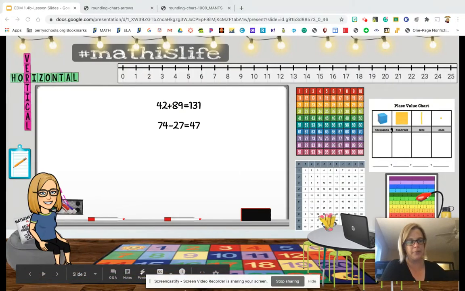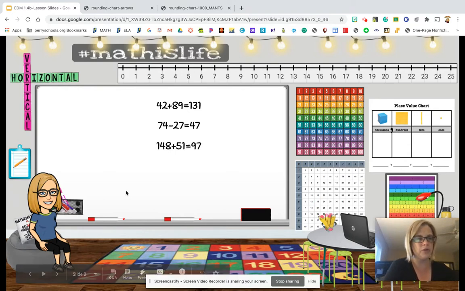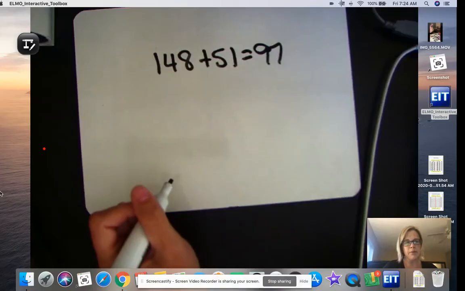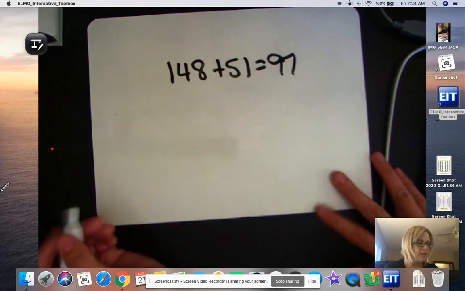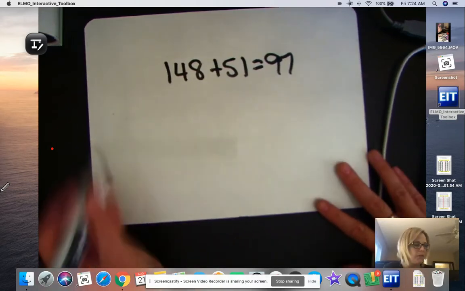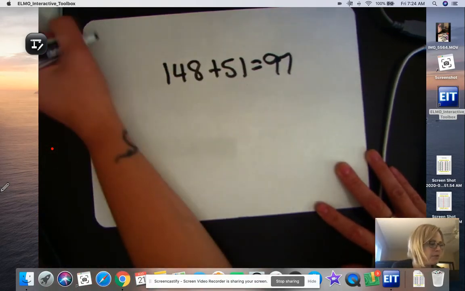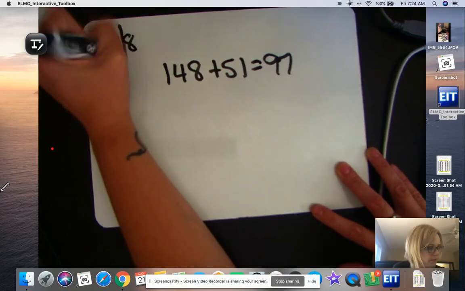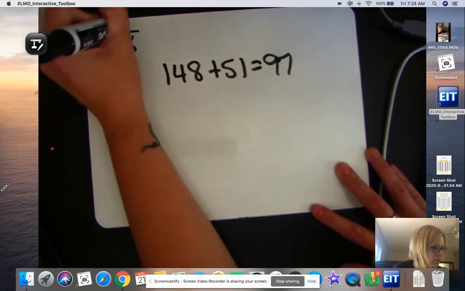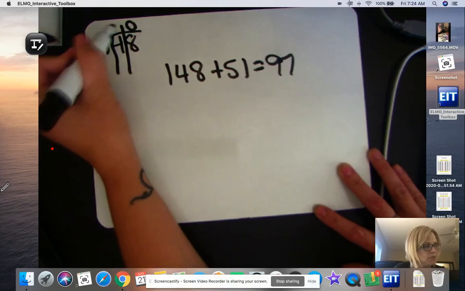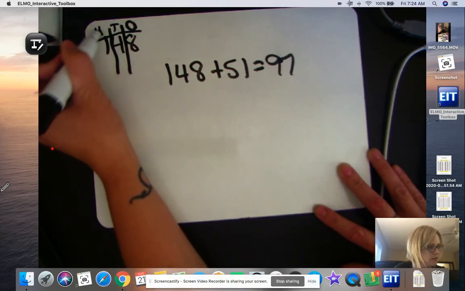My next problem is 148 plus 51. And so I'm going to go back to my board. Now, this is where it gets a little bit tricky because we have to think about our numbers. 148, we break this down. This is the ones, the tens, and the hundreds.